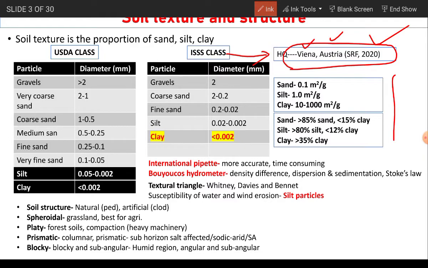Okay, so the next one is the surface area of sand. What is the surface area of sand? It is 0.1 meter square per gram. So if you take 1 gram of soil and measure the surface area of sand, it covers 0.1 meter square per gram. Similarly for silt and clay, which is very important, it is 1 and 10 to 1000 meter square per gram.